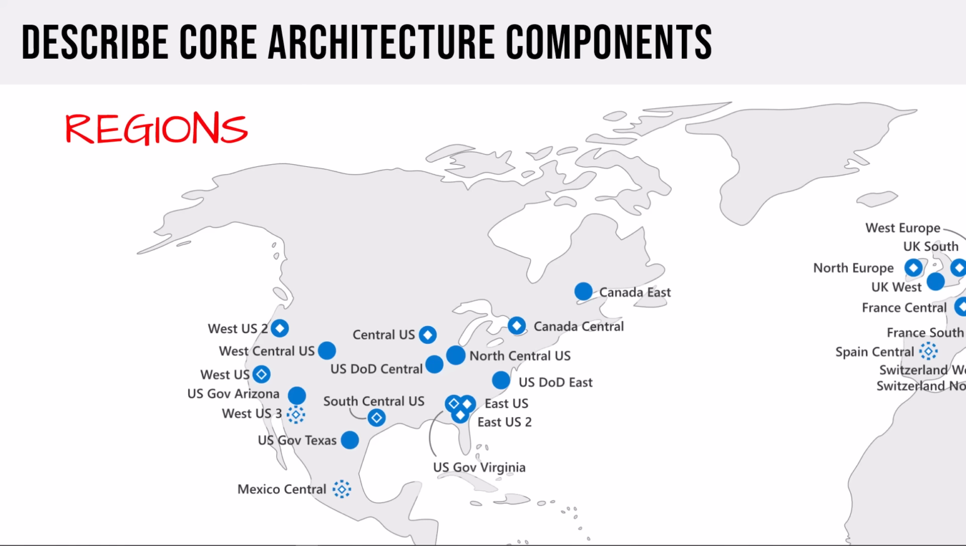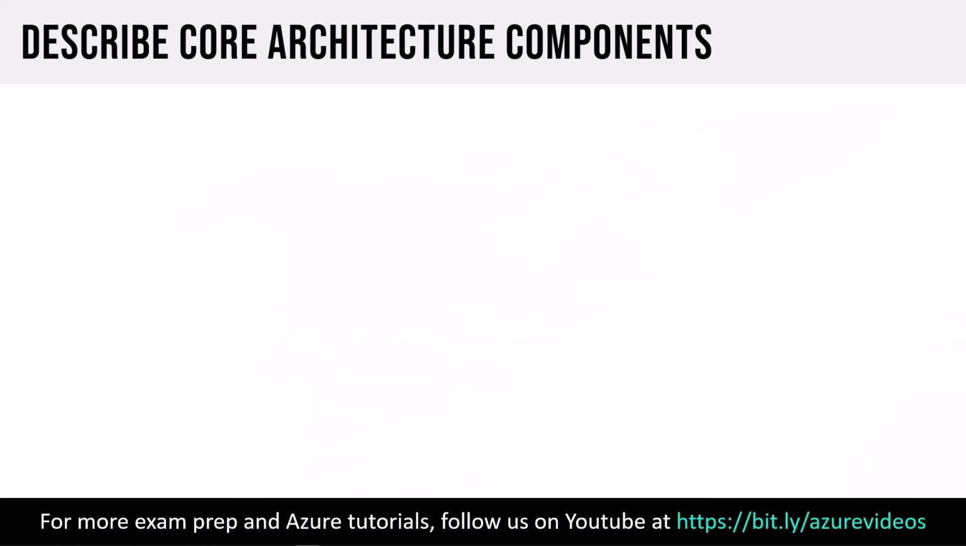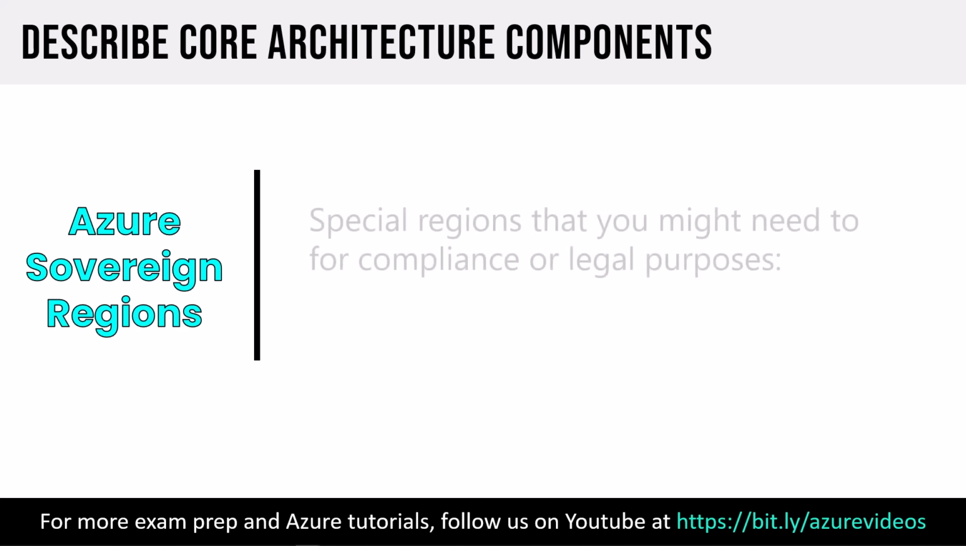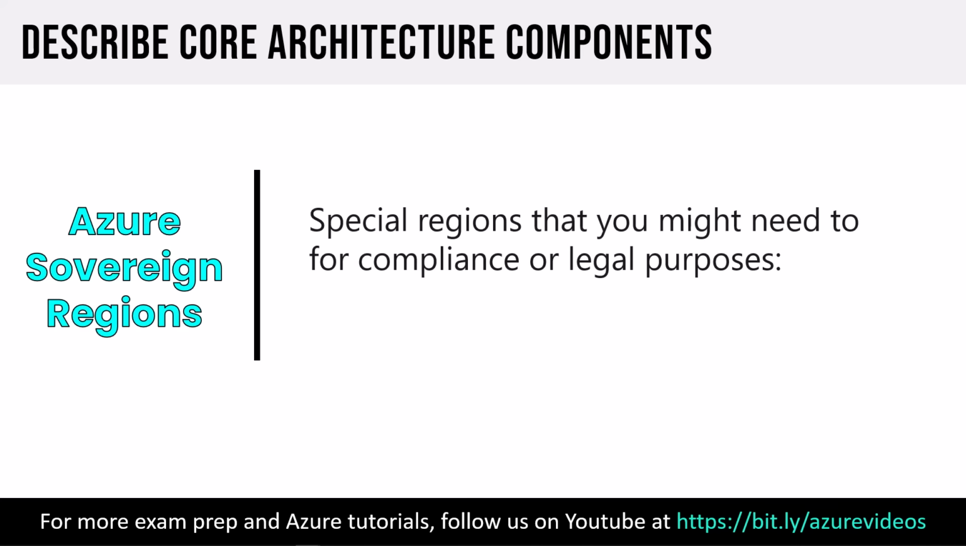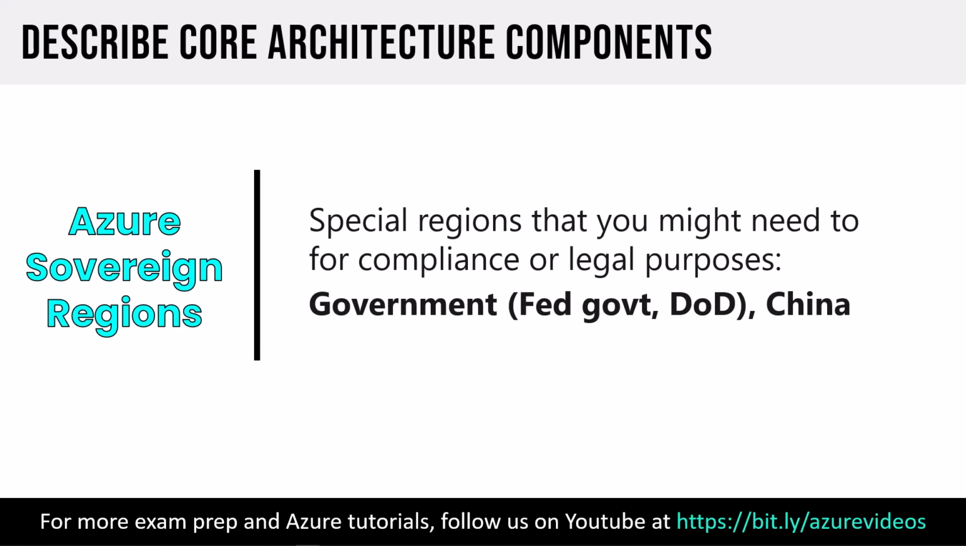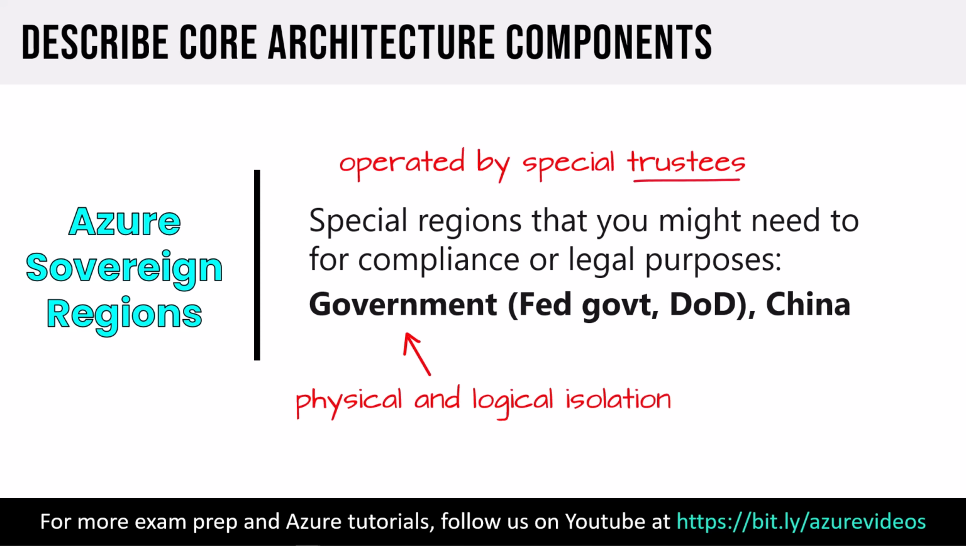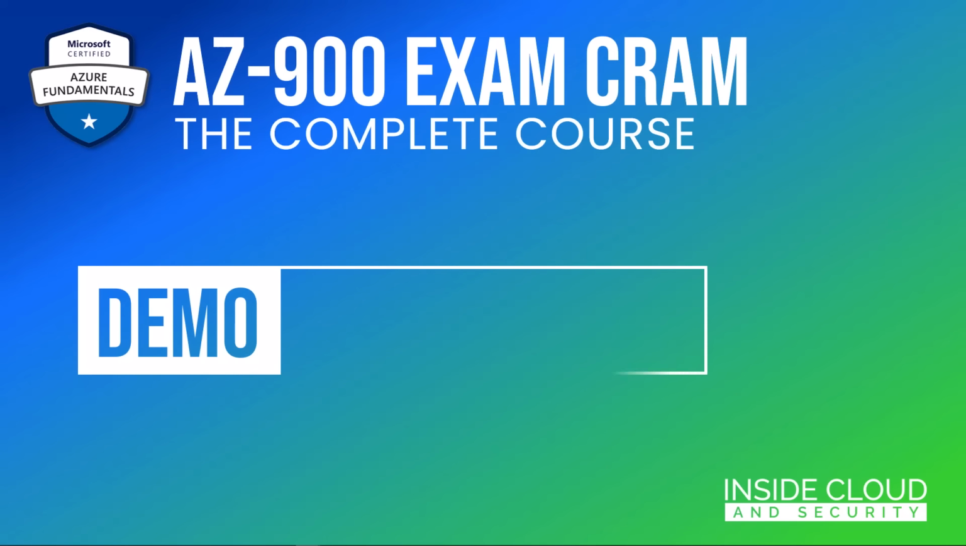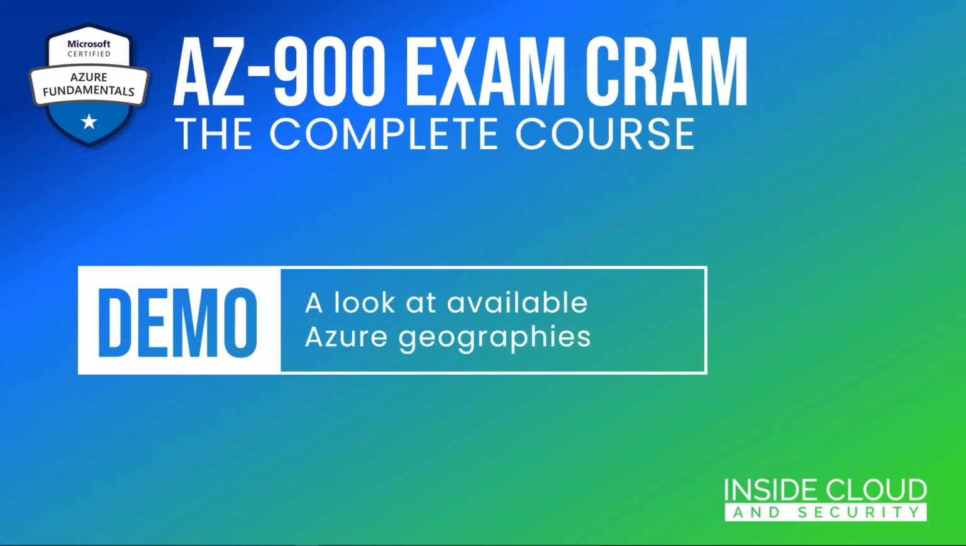A moment ago I mentioned sovereign regions. We should touch on that briefly. A sovereign region is a special region you might need for compliance or legal purposes. China is one of those sovereign regions. The U.S. federal government also has their own sovereign region. These are operated by special trustees and they provide physical and logical isolation. You'll also want to choose your geographies and regions based on the services that are available.